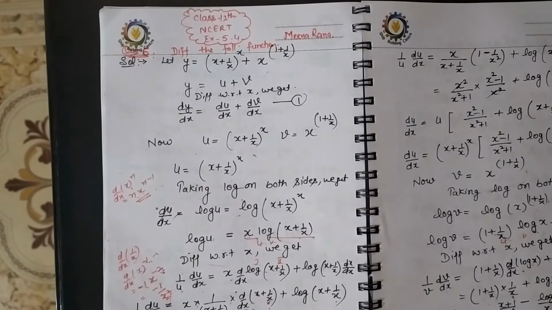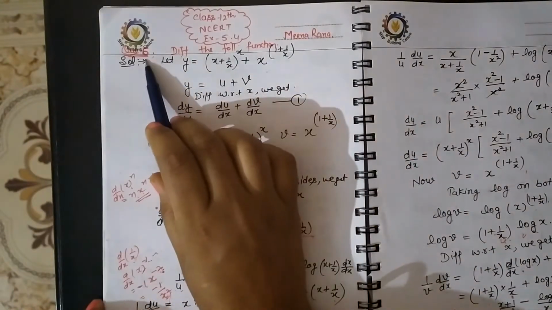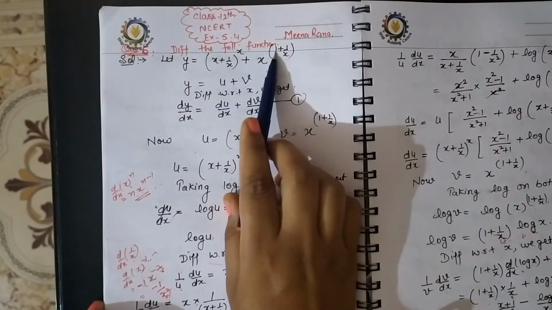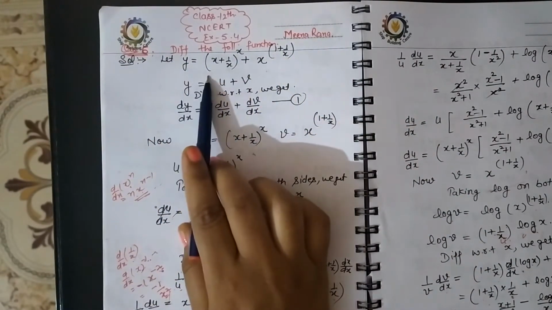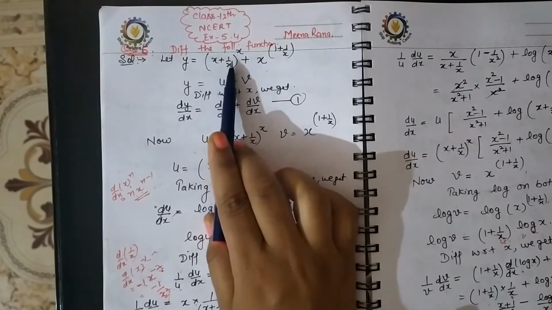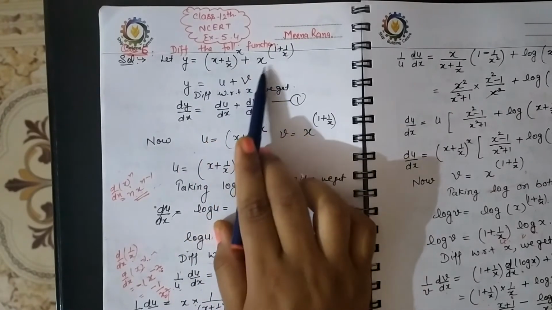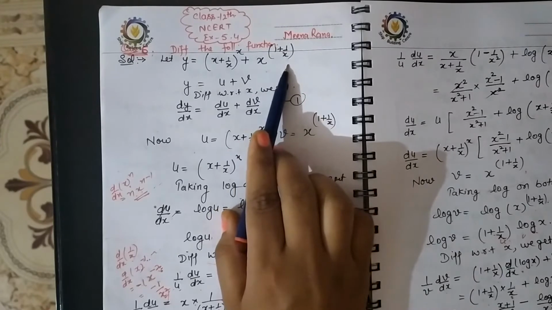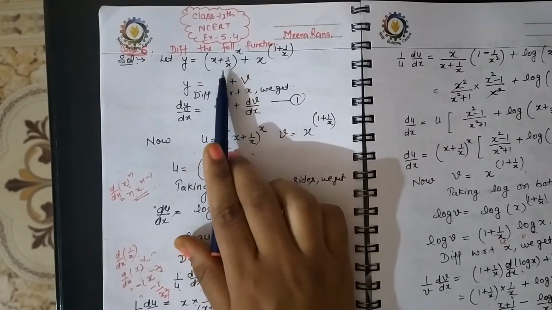Today I am going to discuss exercise 5.4 from NCERT book class 12th, that is logarithmic differentiation. So let us start the sixth question. Sixth question is: differentiate the following function. Let y is equal to (x plus 1 by x) raised to power x plus x raised to power (1 plus 1 by x). So this is logarithmic differentiation.